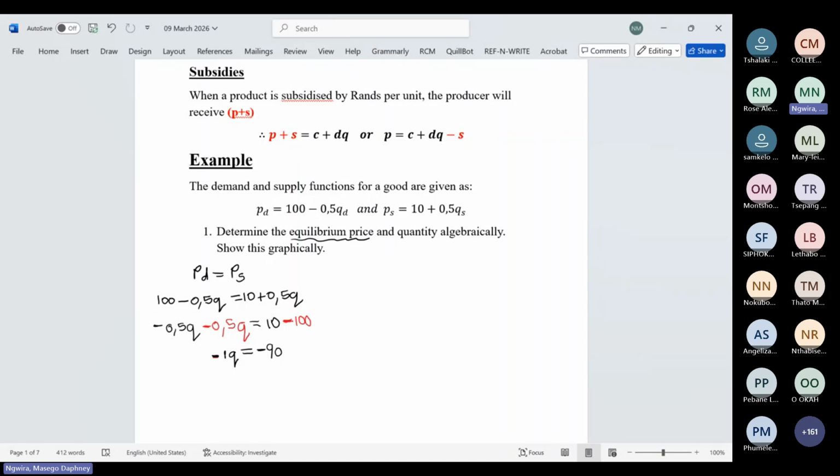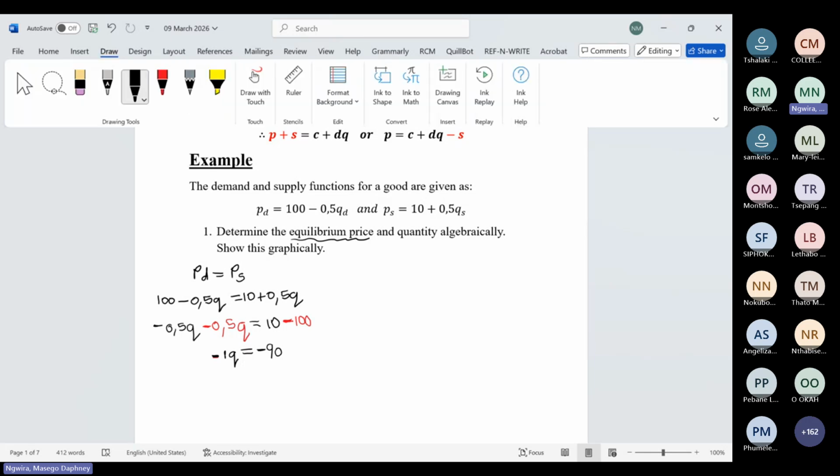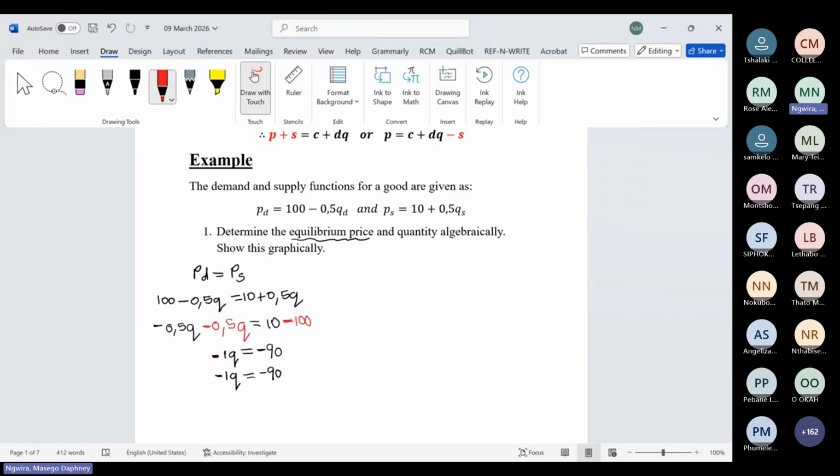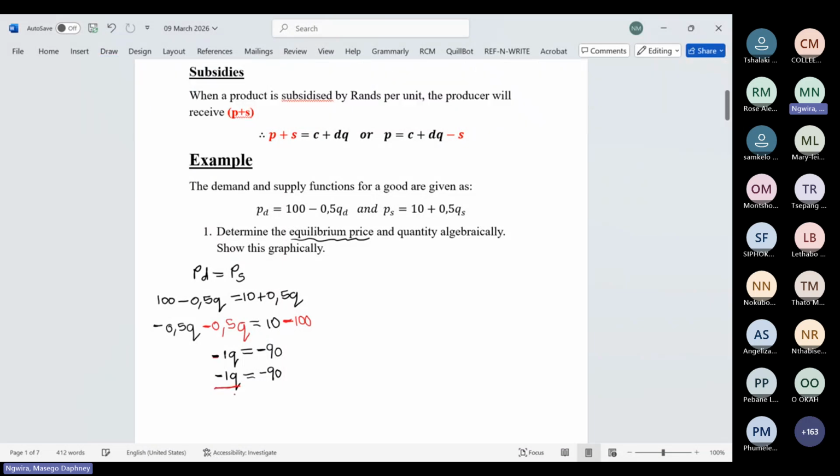And then now we want Q alone. So it means that we must divide by negative 1. So I'm going to divide by negative 1. Let me just write the steps so that you can understand. You don't have to. Remember, it doesn't matter how you get to the answer as long as you do it the right way. So we divide both sides by negative 1.